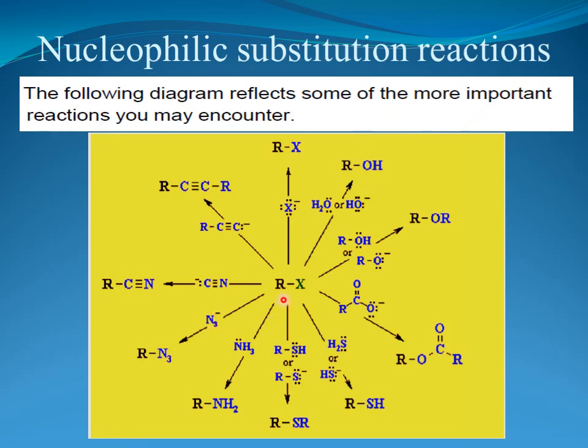Similarly, you can see in this reaction we are using ammonia, and when we react it with alkyl halide, you can see that an amine is formed, RNH2. So a nucleophile has replaced another nucleophile. All of these examples are of nucleophilic substitution reactions in which you can see that this X has been replaced by all these nucleophiles, generating some other functional groups or derivatives.